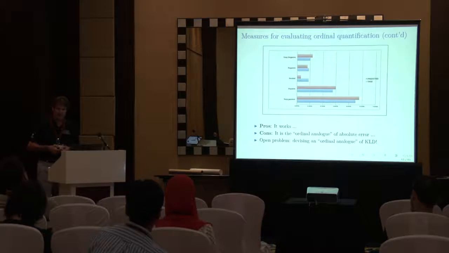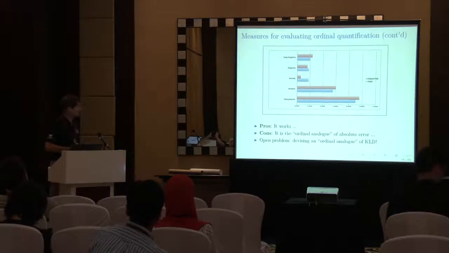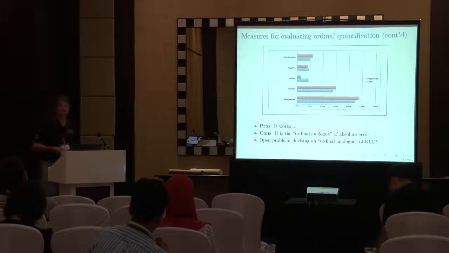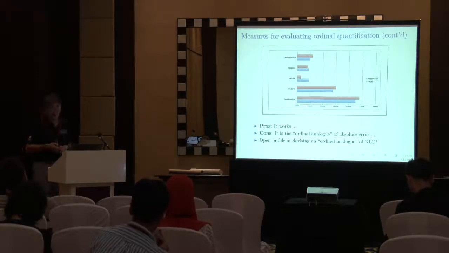Because if you look into it in detail, you find out that this is the ordinal analog of absolute error. So in the case in which these classes were not ordered, Earth mover's distance would default to absolute error. So it would be quite interesting to find an ordinal analog of KLD, for instance. And this is, as far as I know, still an open problem. So if you're an information theorist and you want to look into this problem, you will certainly give a contribution to the quantification literature.